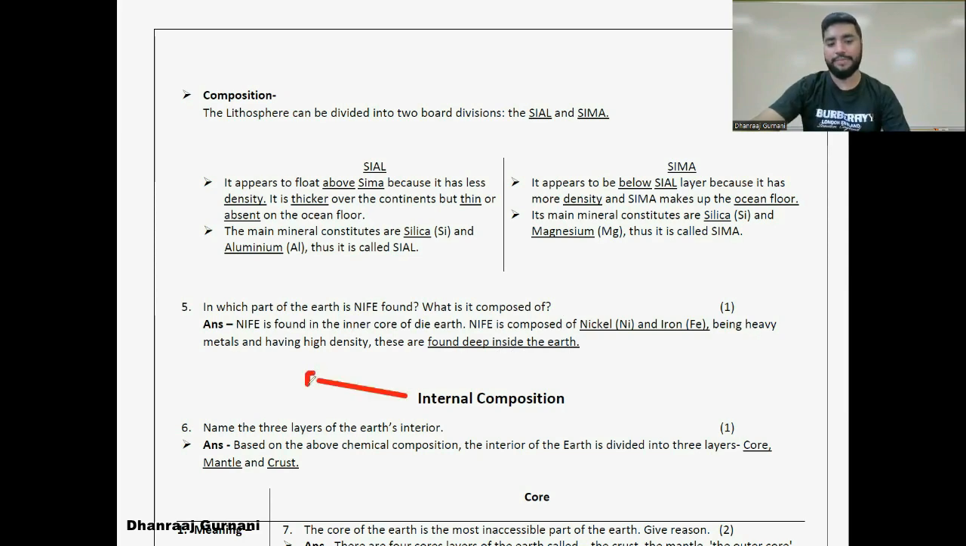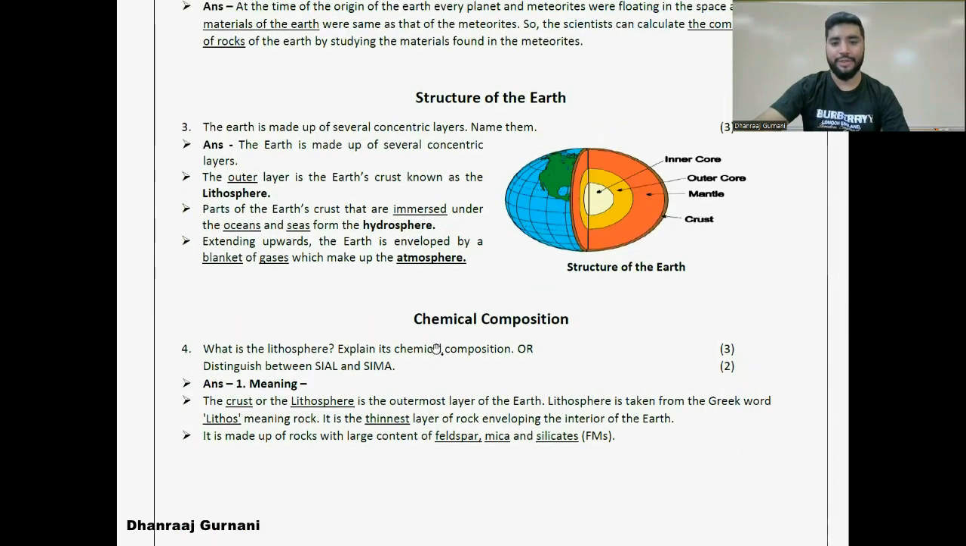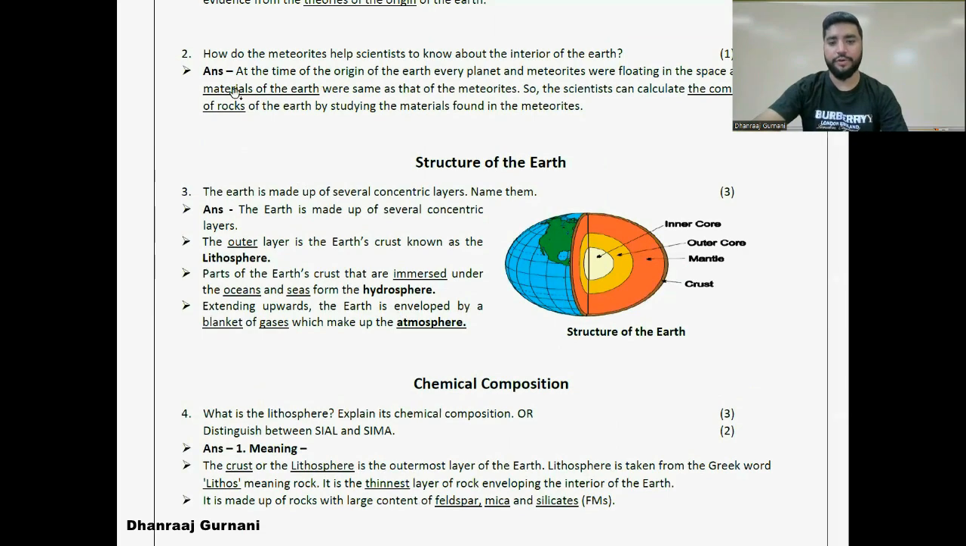Moving to the fourth part of the chapter, that is after introduction, structure, chemical composition, now we do internal composition. Name the layers the Earth's interior is made up of. You've already done it before. Based on the above chemical composition, the interior of the Earth is divided into core, mantle, and crust. Here is the image of the structure of the Earth: core, mantle, and crust.